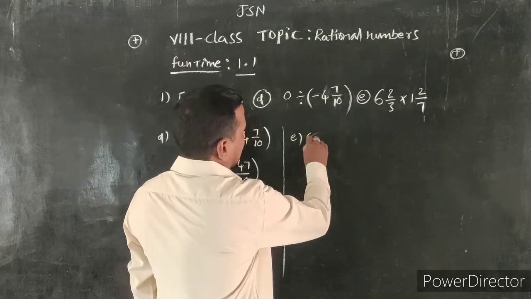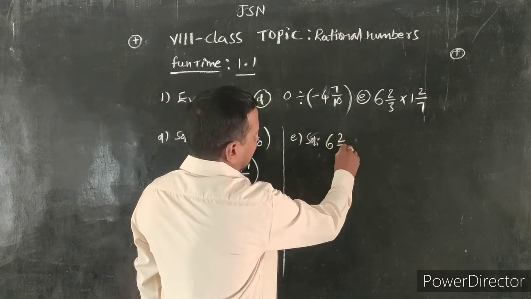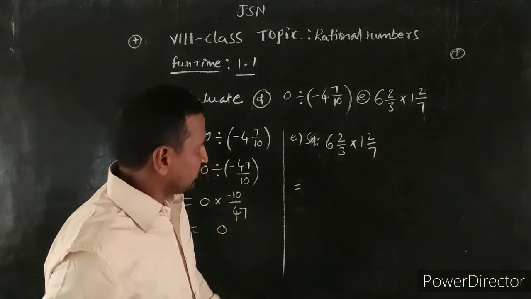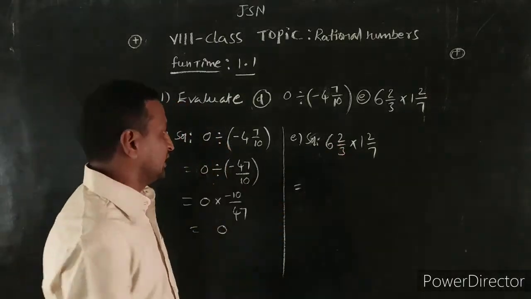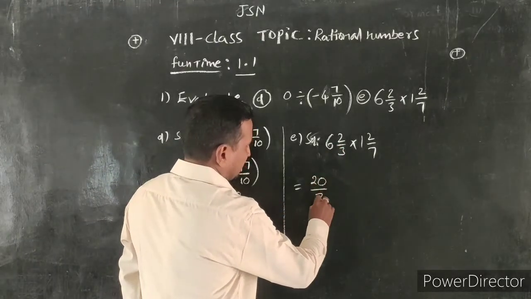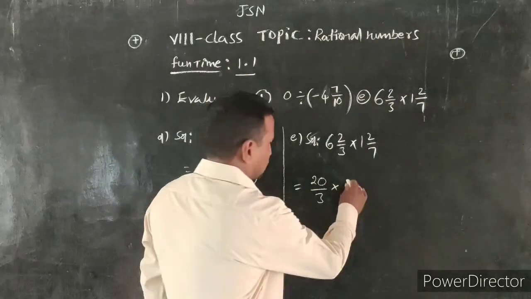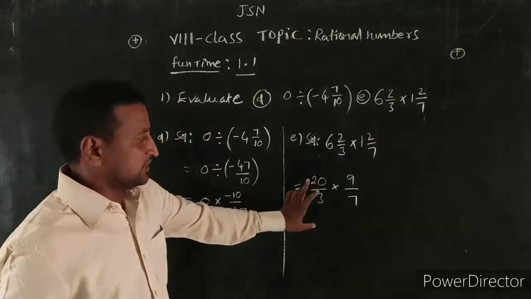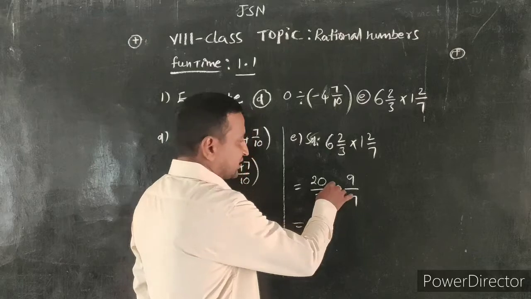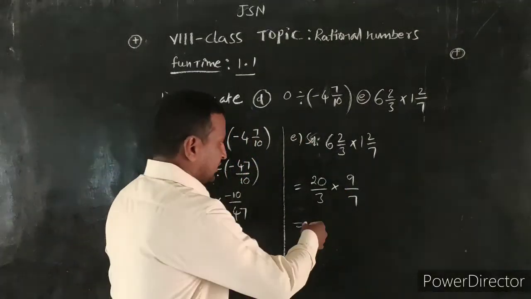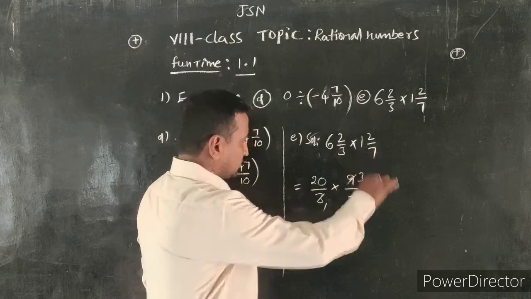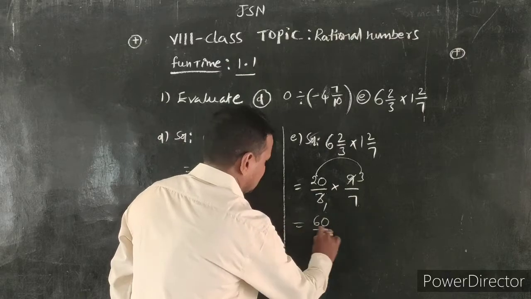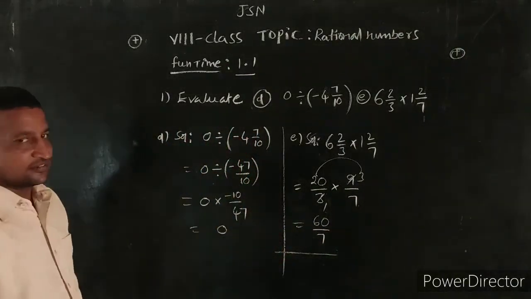Next E: 6 and 2 by 3 into 1 and 2 by 7. Convert into improper fractions. 6 threes are 18 plus 2, 20 by 3, into 7 ones are 7, 7 plus 2, 9 by 7. The product of two rational numbers means the product of the numerators and the product of the denominators. Now here 3 ones, 3 threes. 20 into 3 is 60. 7 into 1 is 7. The answer is 60 by 7.